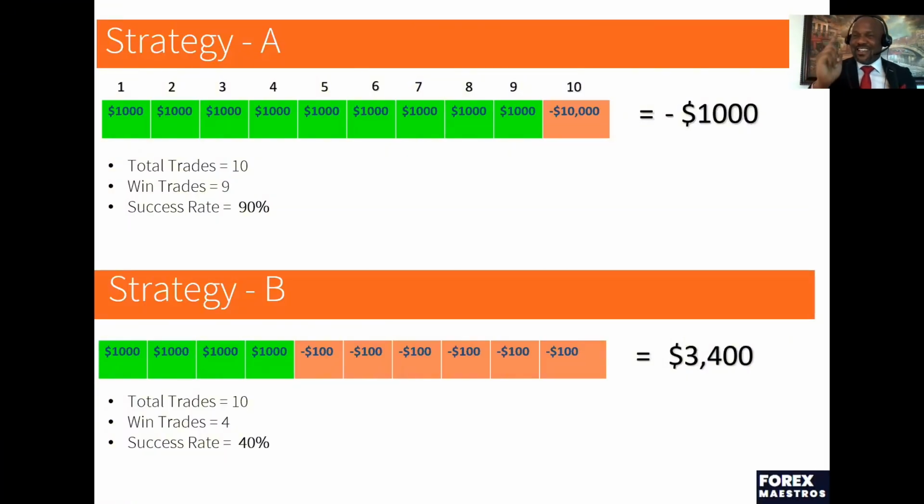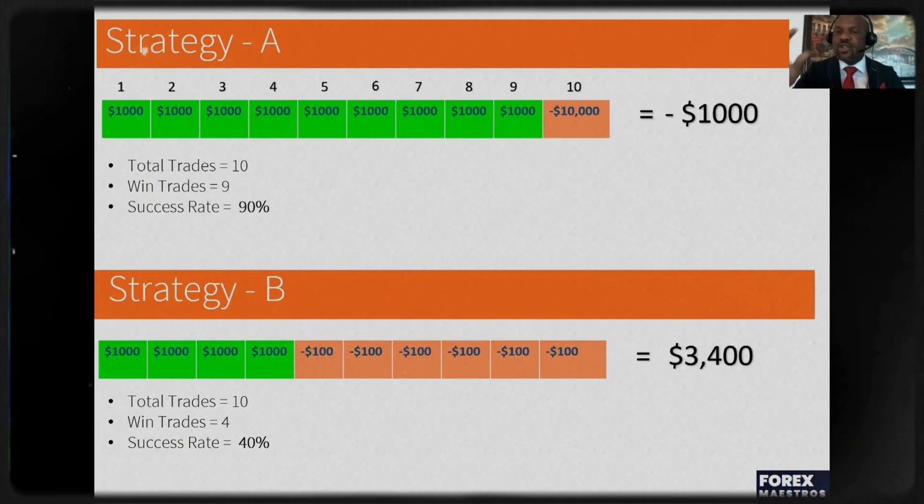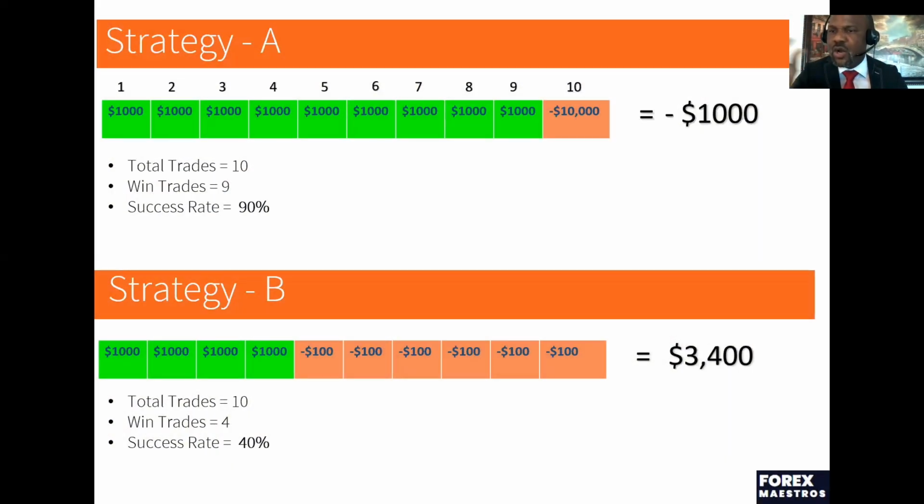Don't change your choice. I catch you there. All right. But you get the lesson. It is not the success rate alone. A trader who has a 90% success rate can still be a failure.